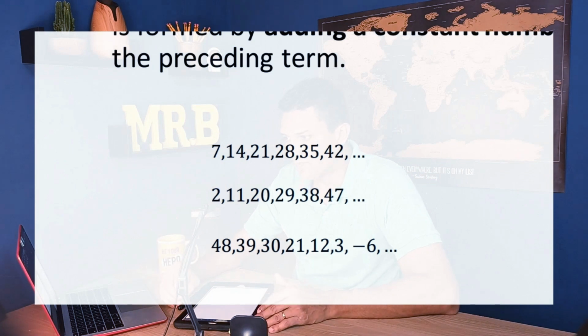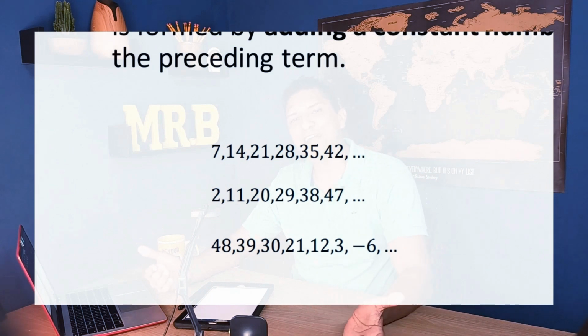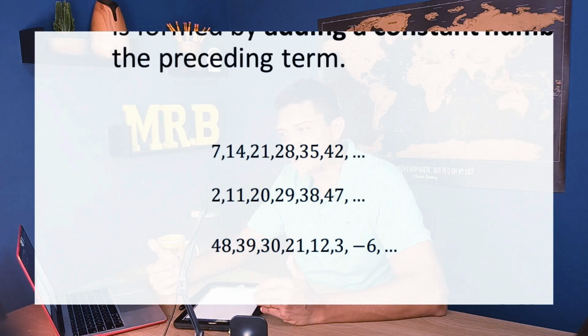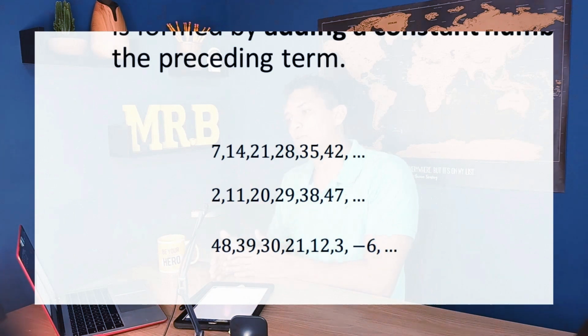In the third one, we are not adding a number, or actually we can say that we are adding a negative number. Okay, so it is decreasing: 48, 39, 30, 21. And basically what we are doing is subtracting 9. Okay, so all of those are examples of arithmetic sequences. Why? Because they are formed by adding that constant number. And the name of that constant number is the common difference.